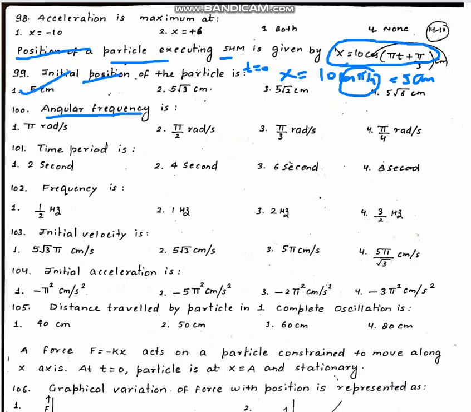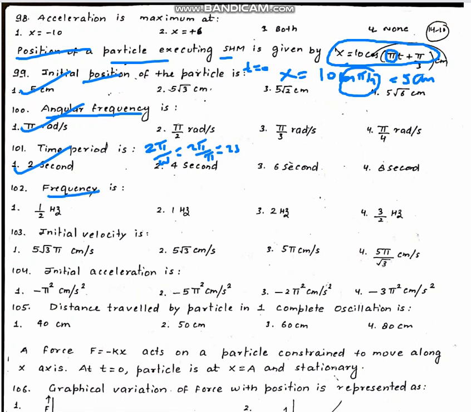Next is angular frequency. The coefficient of t is the angular frequency. If we compare with the standard equation, ωt, the angular frequency here is ω, which is π. So first will be correct. Next question is time period. So time period is 2π by ω, which is 2π by π, which is 2 seconds. So first will be correct.